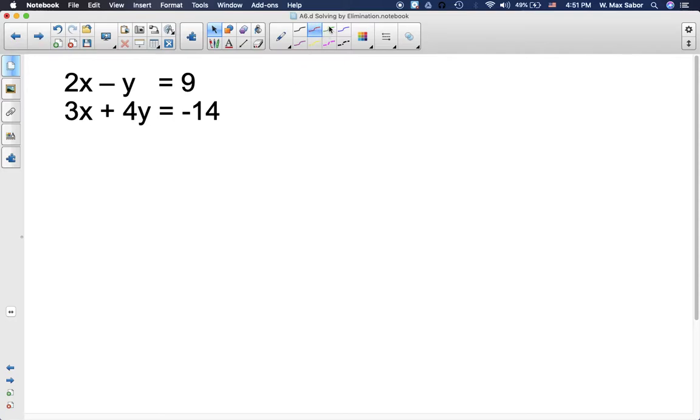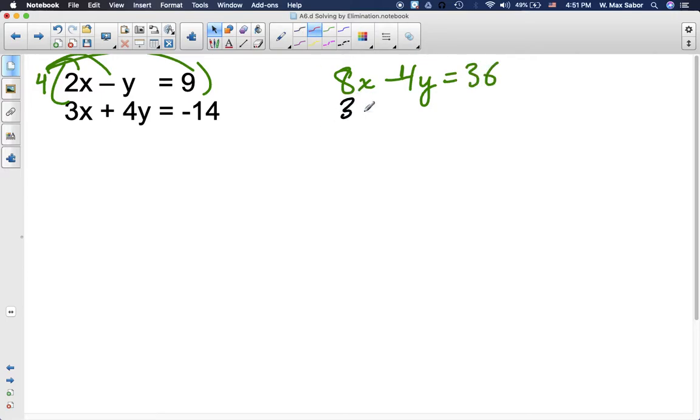All right, here we should multiply this one. In order for these to be equal and opposite, I need to multiply this by 4. That will give me negative 4 and positive 4. So 8x minus 4y equals 36. Leave the second one alone. And now we can add.